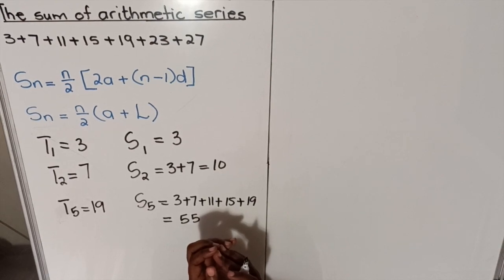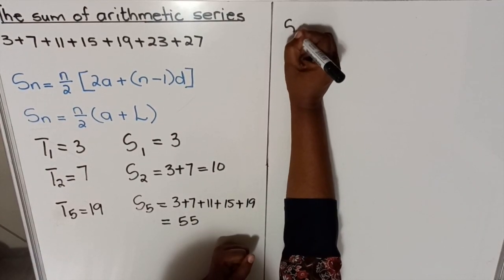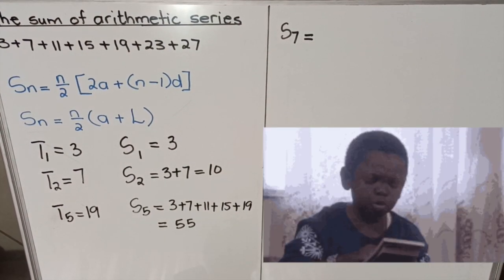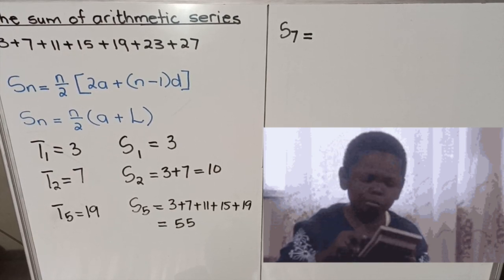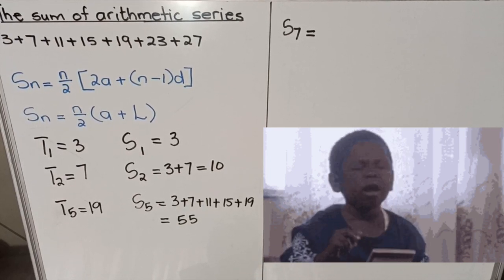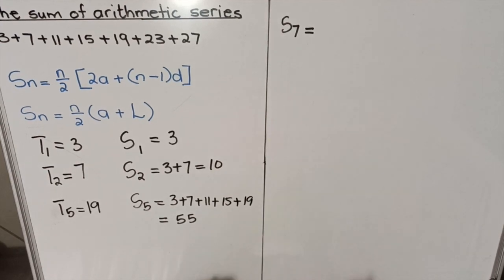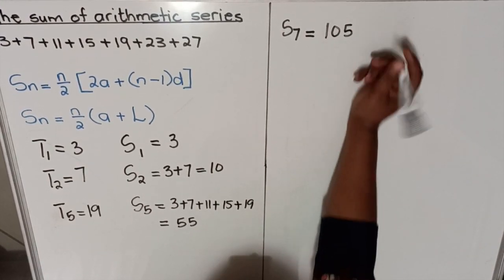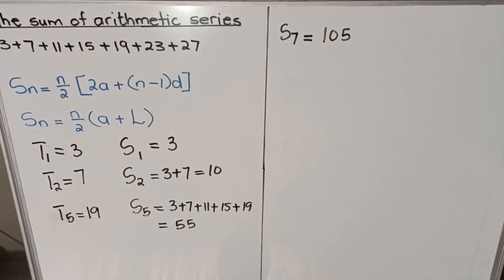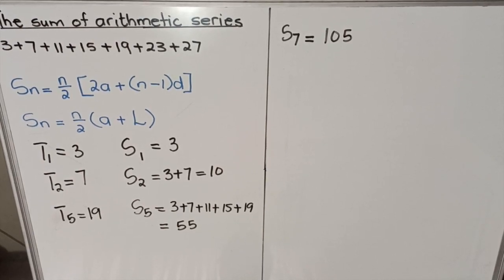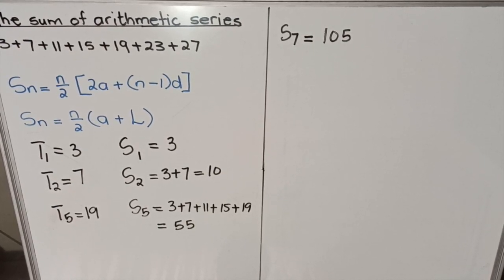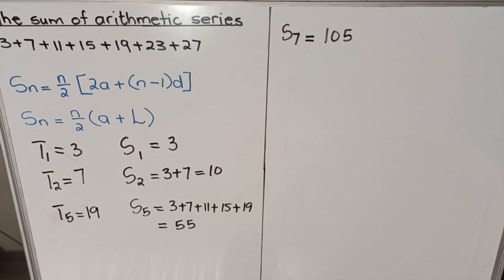So we can calculate S7. S7, we're going to add them all: 3 plus 7 plus 11 plus 15 plus 19 plus 23 plus 27. So S7 is 105. But now, can you imagine if you have 1,000 terms in this series? When you're given 3 hours in an exam, you'll be only calculating those terms for the whole 3 hours. So we actually have formulas that make our life easier.